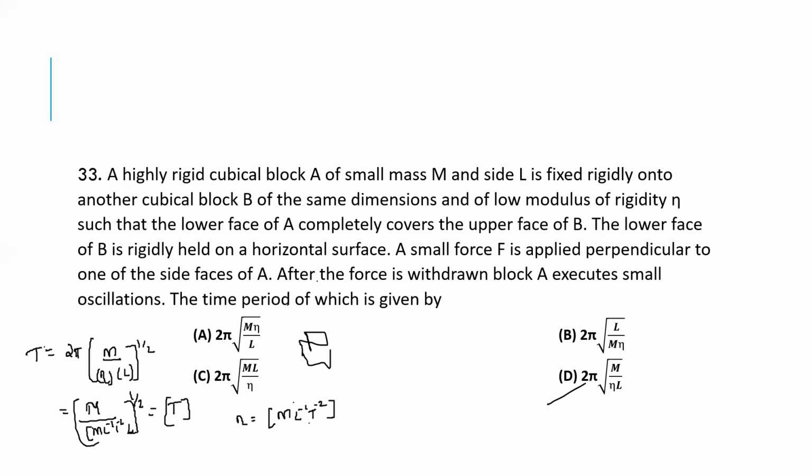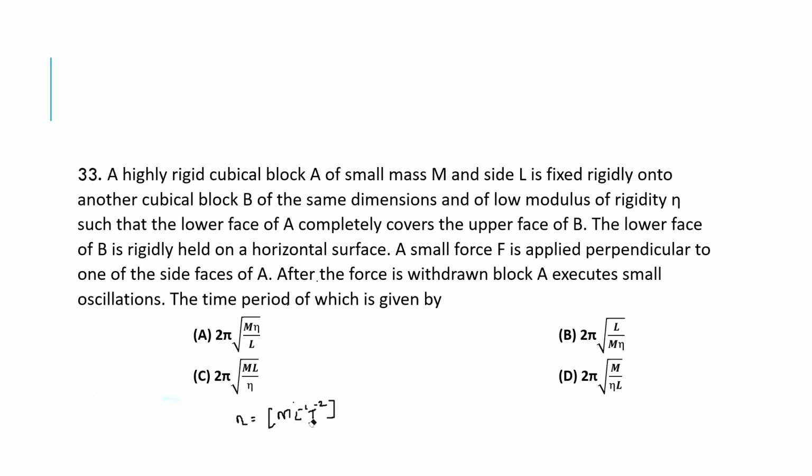2 pi under root of m divided by eta into L. Okay, so that is the equation for time period of a rigid block of A and B when they are attached and having the same dimensions. Let us see the next question.